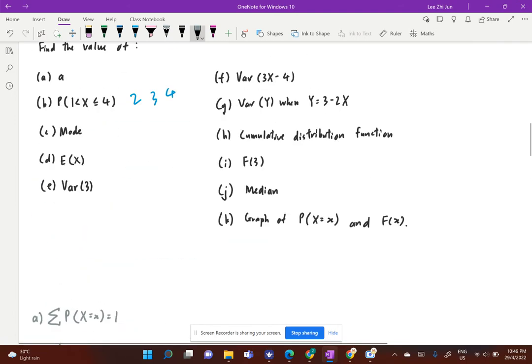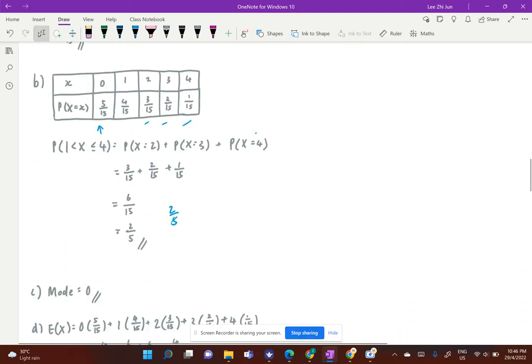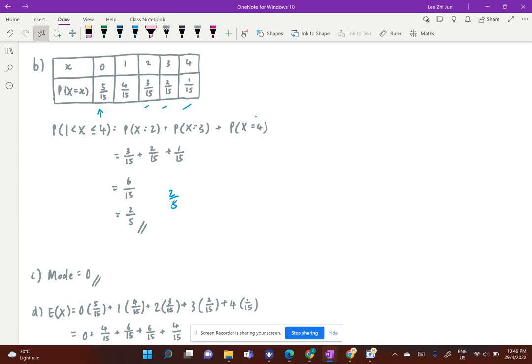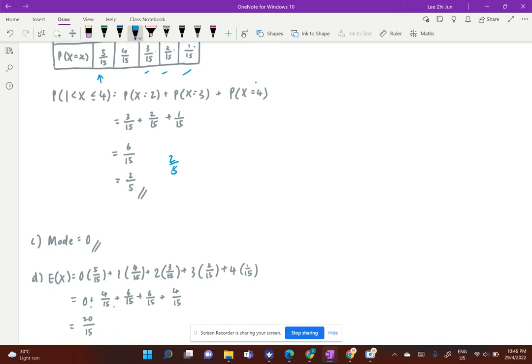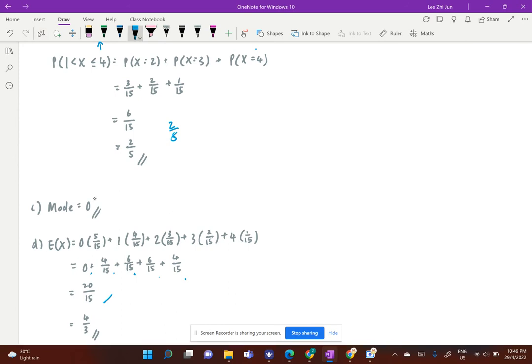D is to find E(X), the mean. Just now I said to use 0 times the probability 5 per 15, plus 1 times 4 per 15, plus 2 times 3 per 15, plus 3 times 2 per 15, plus 4 times 1 per 15. Multiplying all, I will get 20 per 15, or simplified as 4 per 3.